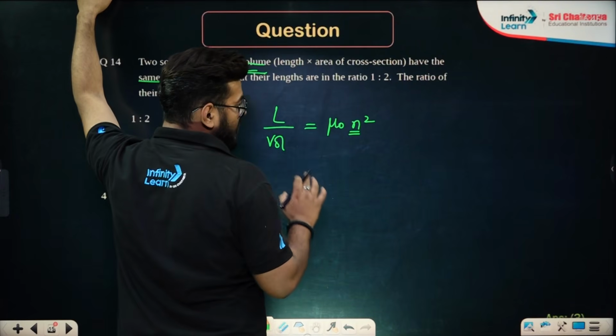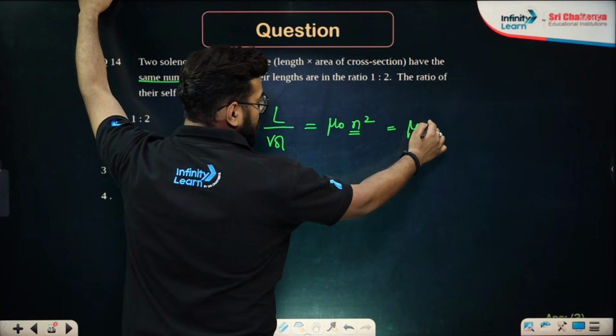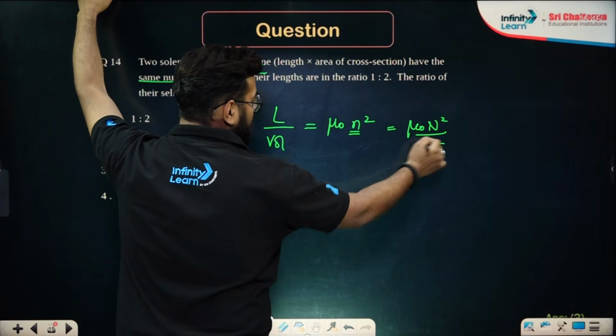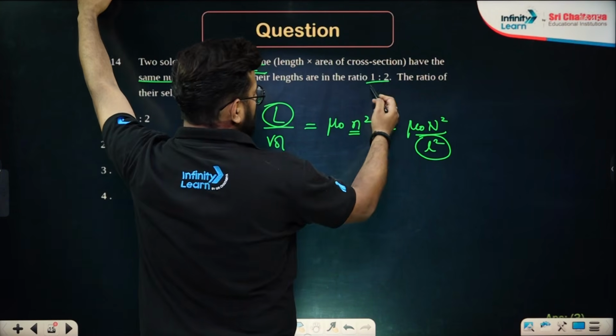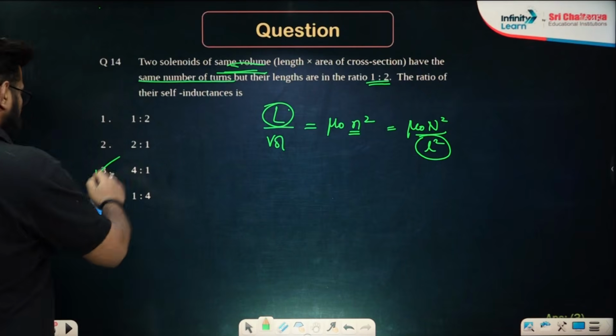So the major point over here is you will have to write this as mu naught into capital N square upon L square. That means this is inversely related to L. Since the length ratio is 1:2, the L ratio will be 4:1. Option number 3 is correct.